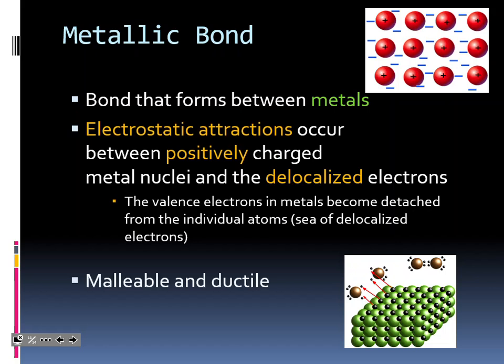This also helps with the other metallic properties of malleability and ductility, being able to form wires and be pounded and molded into different forms, because these electrons behave the way they do for the metals. Good? Yes? No?